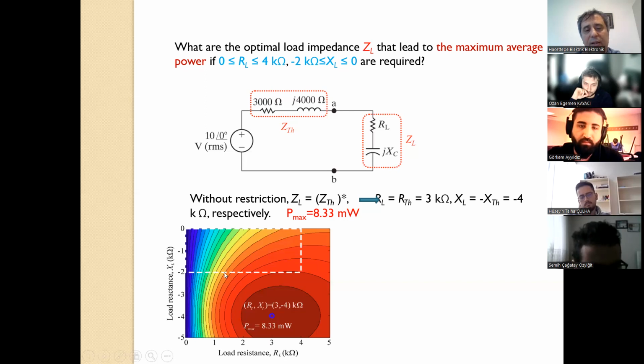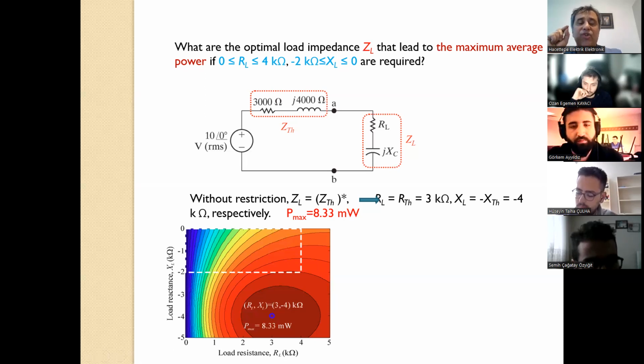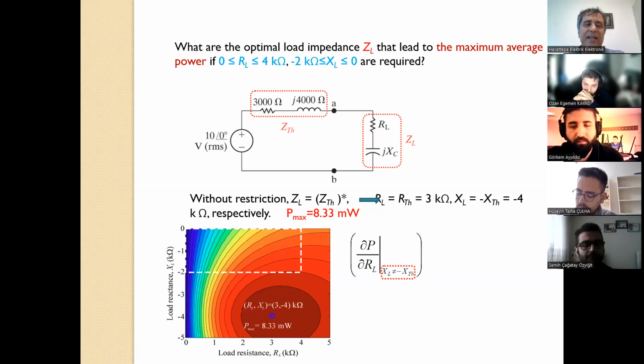However, this white dash line here is the limits that are given to you. So you cannot really go to this optimal point. So you have to choose the best reactance and the resistance to get closer to that optimal point. Okay. Look, this is then the optimization problem when we cannot really provide this equality.